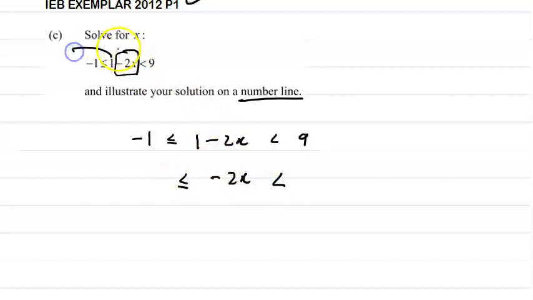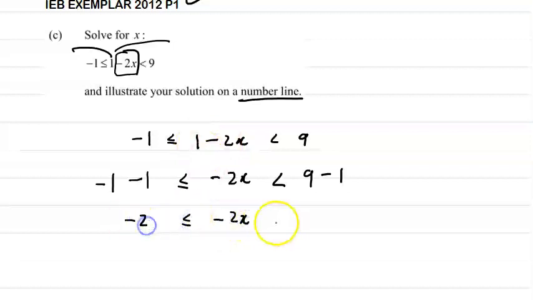We're going to move this 1 over to both sides. And remember, we're going to treat it just like an equation. So the sign of that term must now change. So you're going to be left with minus 1. You're going to move that over to this side. It will be minus 1. And here you'll have 9 minus 1. Remember that when you move a term across the inequality, the sign of that term is going to change. So now we've got minus 2x is greater than or equal to minus 2 and less than 8.